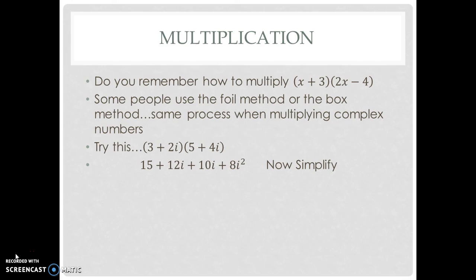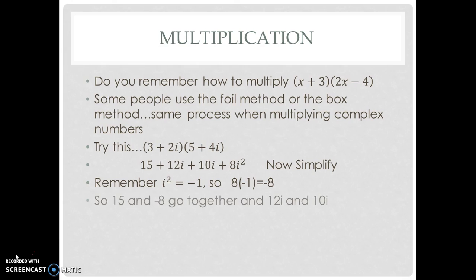Now I need to simplify that. The way I do that, I'm going to start with remembering that i squared is equal to negative 1. So this last term, 8i squared, is really 8 times negative 1, which is really negative 8. Therefore, I can put the 15 and the negative 8 together, and the 12i and the 10i together. That ends up giving me 7 plus 22i.